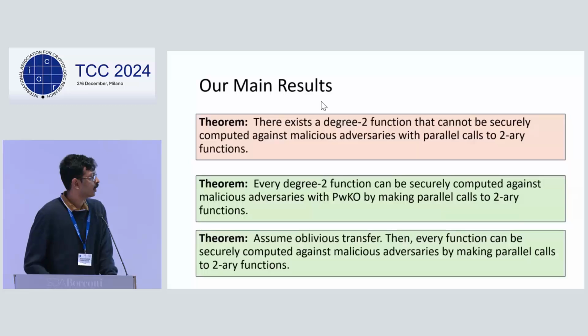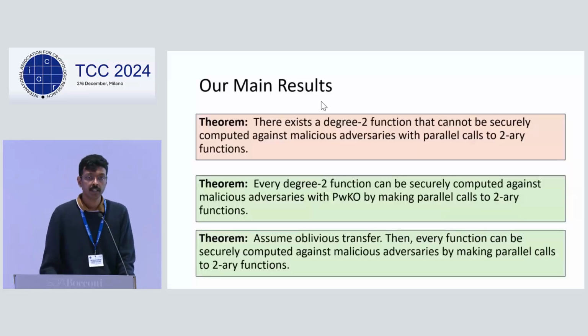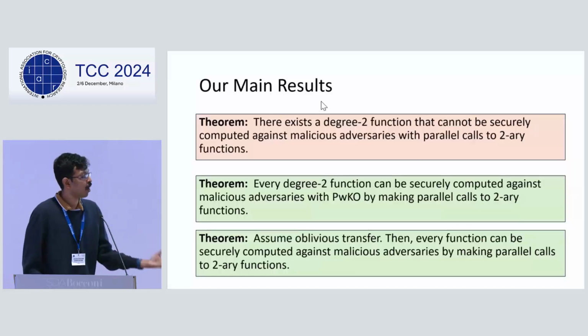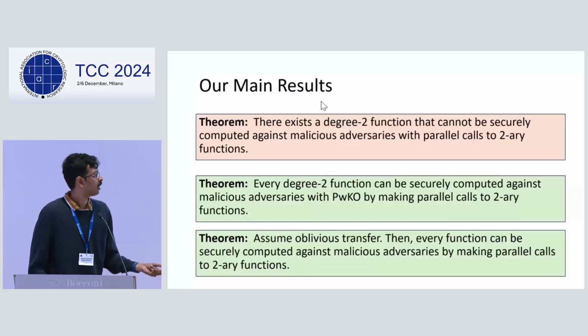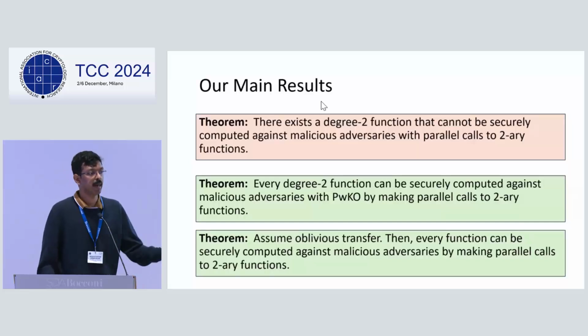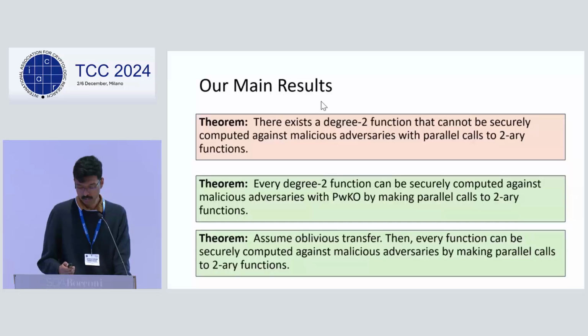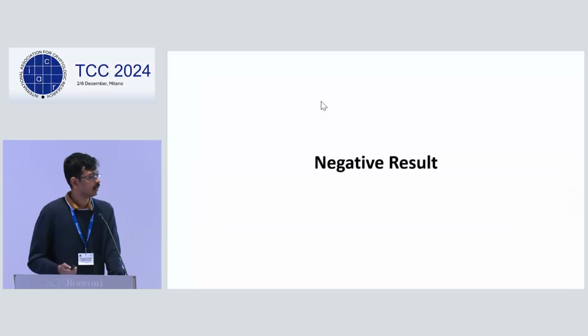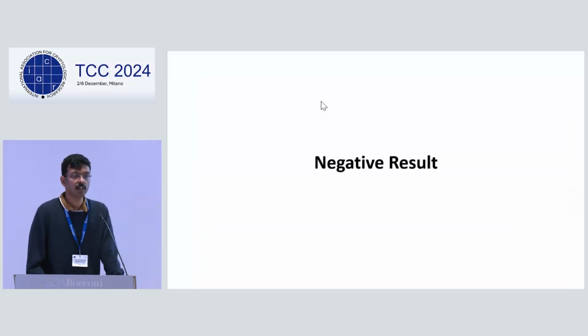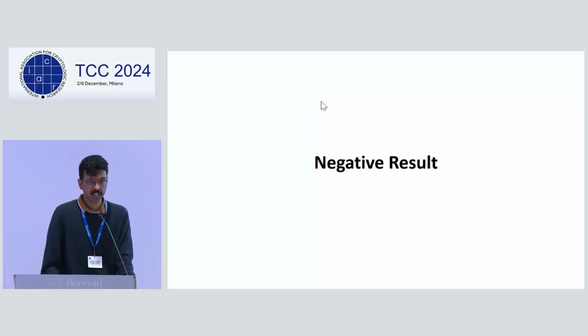And second, we show that this impossibility result can be overcome in the computational setting. Specifically, if you assume oblivious transfer, then every function can be securely computed against malicious adversaries by making parallel calls to 2-ary functions. So this is our main result. In the rest of the talk, let me give a brief overview of the negative result, followed by some high-level ideas on how to construct this positive result.